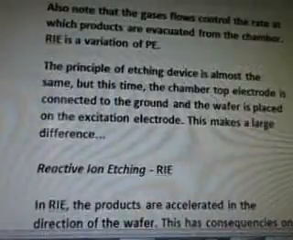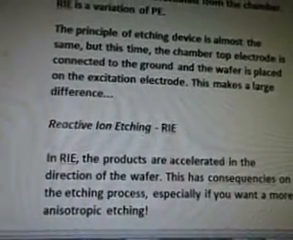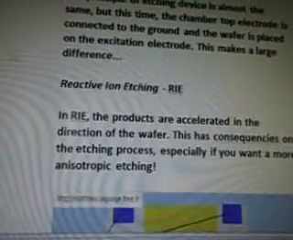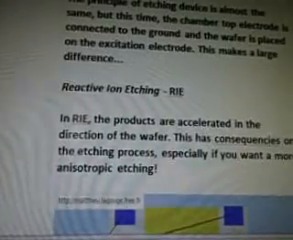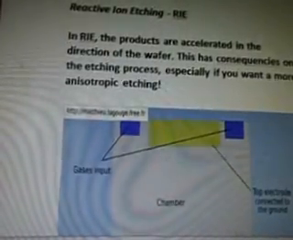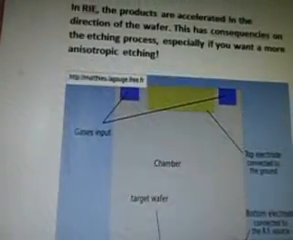RIE is a variation of PE. The principle of the etching device is almost the same, but this time the chamber top electrode is connected to the ground, and the wafer is placed on the excitation electrode. This makes a large difference. So reactive ion etching. In RIE, the ions are accelerated in the direction of the wafer.